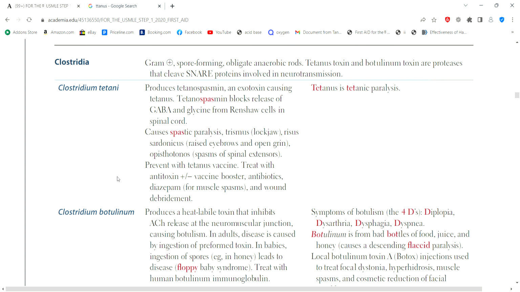So symptoms of botulism: the 4Ds: diplopia, dysarthria, dysphagia, and dyspnea. Diplopia, you start seeing two of things. Dysarthria, you have slurred speech. Dysphagia, you can't swallow. Dyspnea, you can't breathe. Botulism is from bad bottles of food, juice, and honey, and causes a descending flaccid paralysis. That means the feet will be last to be paralyzed. So basically, your arms go flat first, then your torso, then your legs.